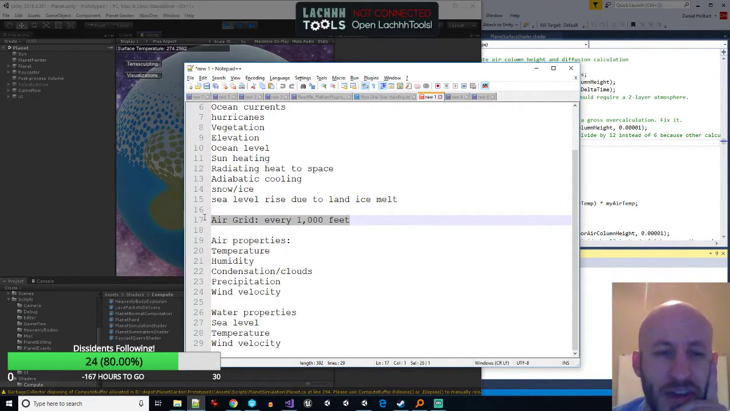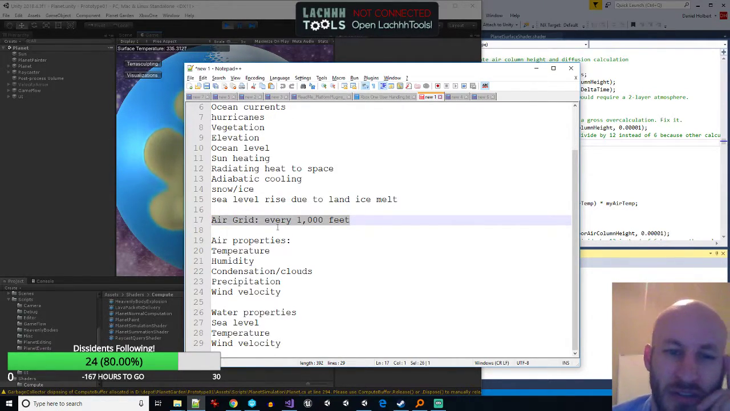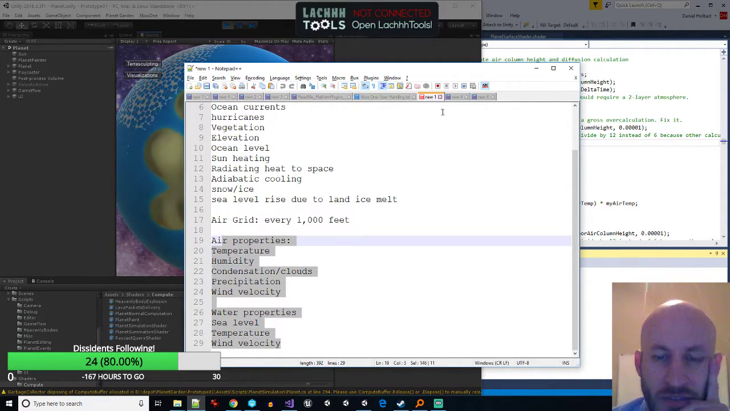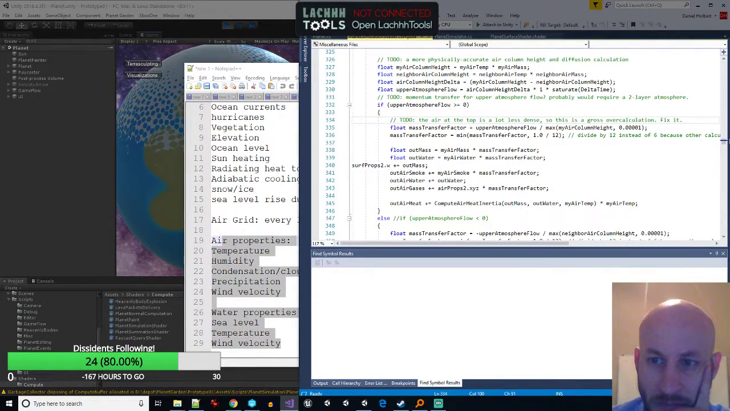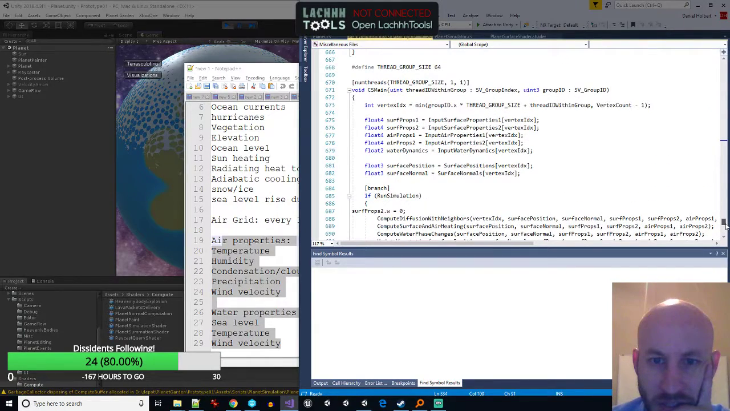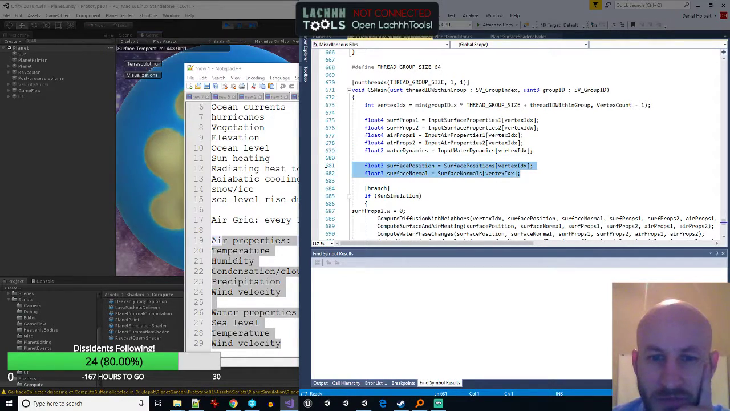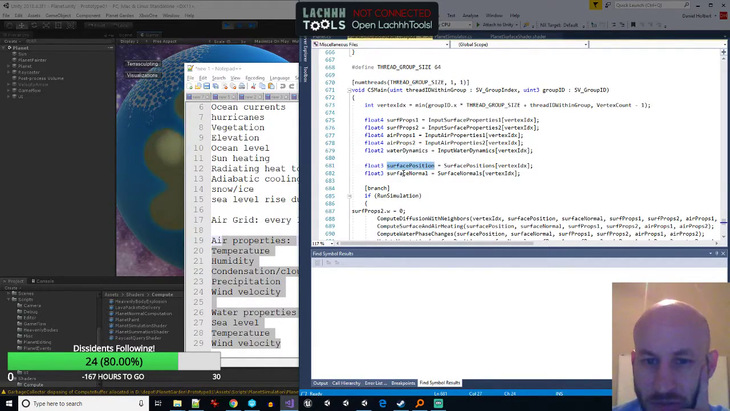One thing I was thinking about: right now I basically have a one-layer atmosphere model. I do some hacks to try to simulate things like the jet stream, but essentially it's one layer. It'd be interesting to have a multi-layer simulation. So there's a lot that actually goes into it. In fact, if we look at some of the code here, you can see I basically have all these values. There are 18 different simulation values, plus things that don't really change, like the position of the vertex and its direction.